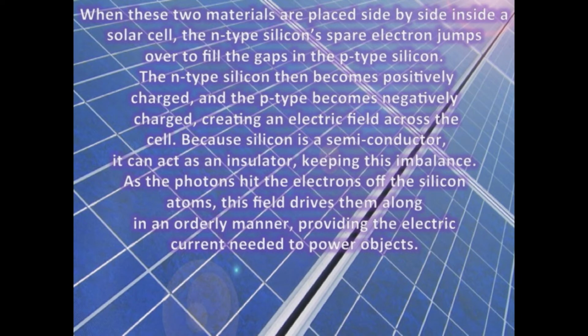The N-type silicon's spare electrons jump over to fill the gaps in the P-type silicon. The N-type silicon then becomes positively charged, and the P-type becomes negatively charged, creating electrical fields across the cell. Because silicon is a semiconductor, it can act as an insulator, keeping this in balance. As the photons knock the electrons off the silicon atoms, this field drives them along in an orderly manner, producing the electrical current needed to power objects.